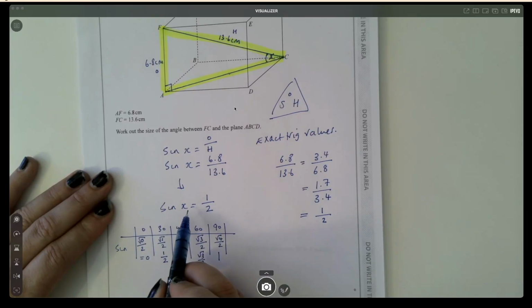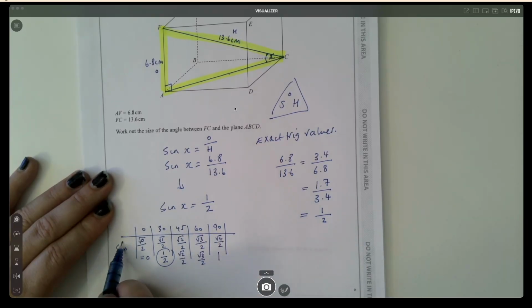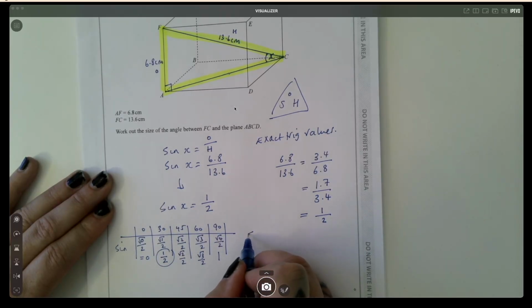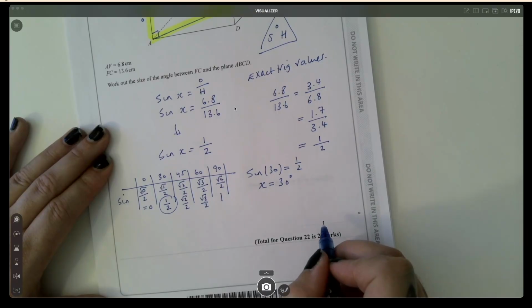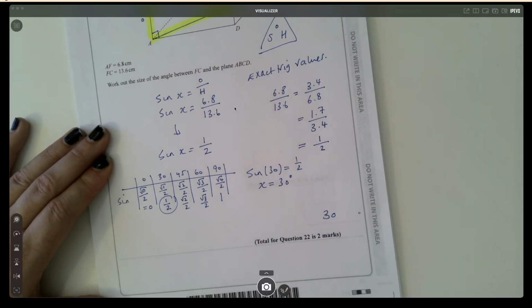Now we have sin of an angle is a half. This is a half here in our table for our sin values. So that x must be equal to 30. So sin of 30 is equal to a half, so x is equal to 30 degrees. We're going to pop 30 on our answer line there.